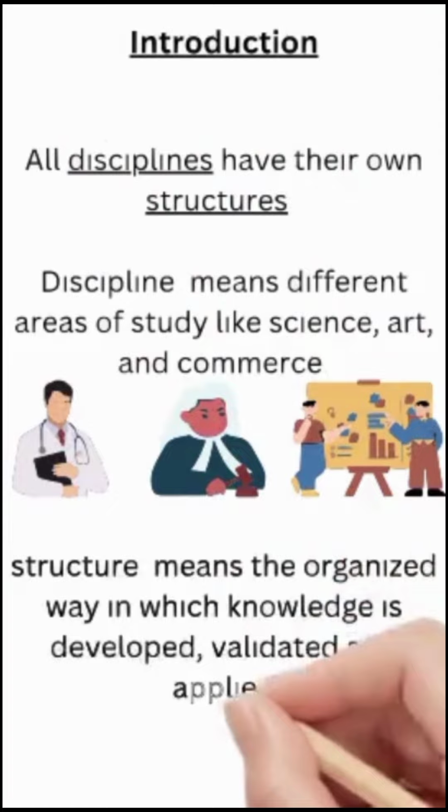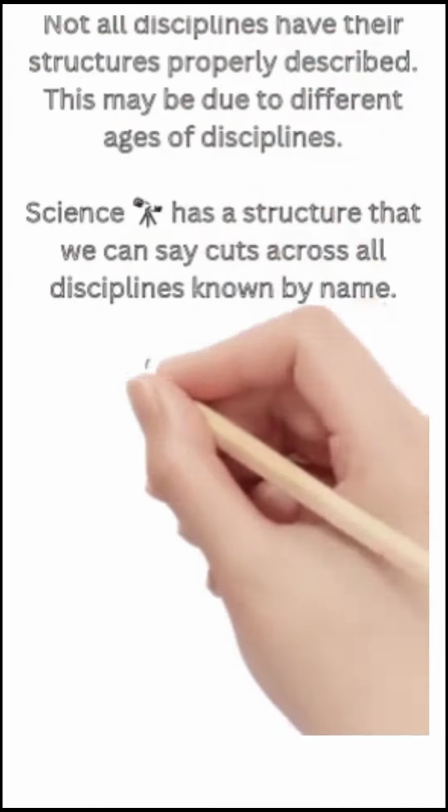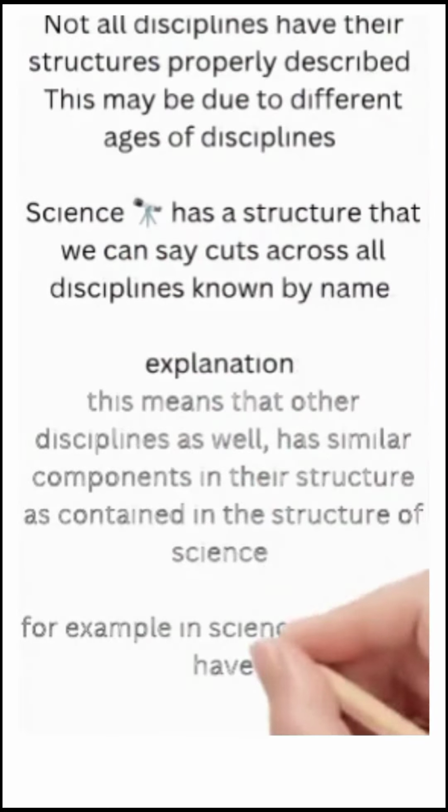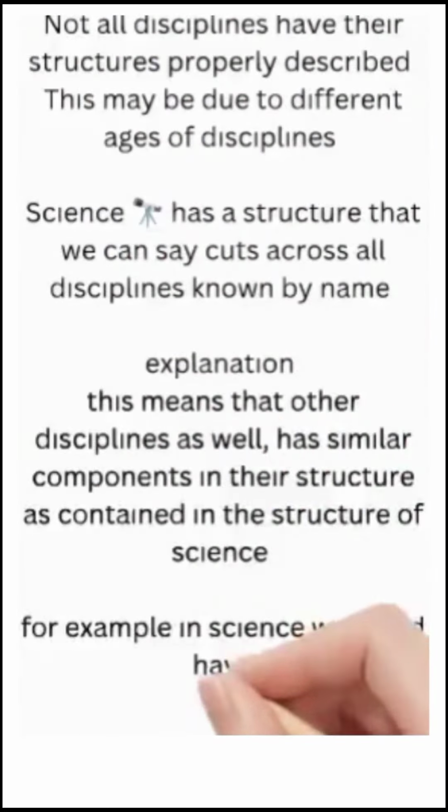Not all disciplines have their structures properly described. This may be due to different ages of disciplines. Science has a structure that we can say cuts across all disciplines known by name. This means that other disciplines as well have similar components in their structure as contained in the structure of science.